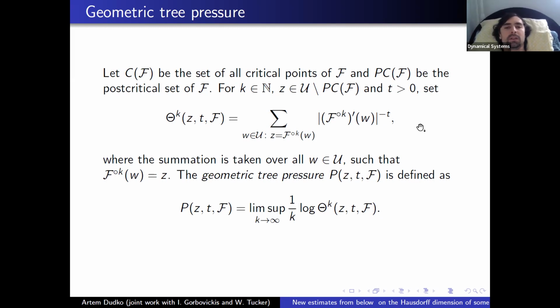So this is the usual geometric tree pressure, but defined for such a system of maps. It's defined as the limit when k goes to infinity of 1 over k logarithm of theta k. So theta k are partial sums of the Poincare series for the system.